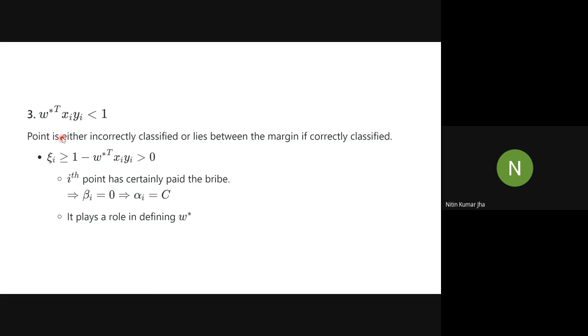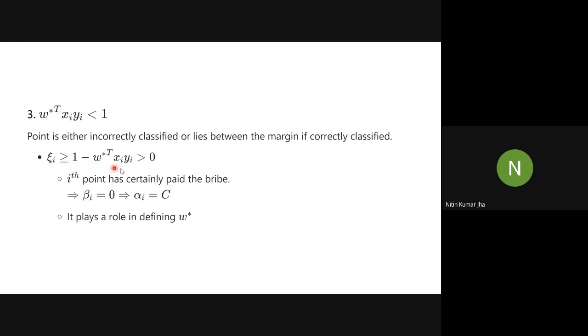The condition for the xi says that W transpose xi is less than or equal to 1. So it means that W star is either incorrectly classifying that xi point, or, if it is correctly classifying, then that xi point is lying between the supporting hyperplanes. So this equation means that. So this is your first constraint, where W transpose xi plus xi has to be greater than 1.